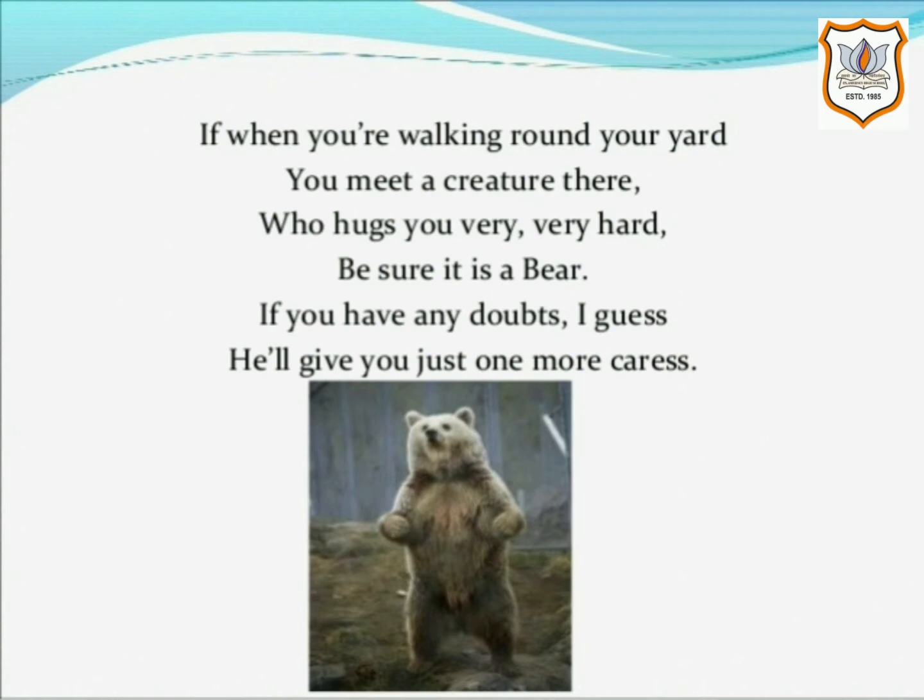If you are walking in the lawn area of your house and you meet a creature which hugs you tightly, it is a bear. She further adds that if you are still in doubt regarding the animal, the easiest way is that he will keep hugging and touching you very gently. This act of his will make you sure about its identity.